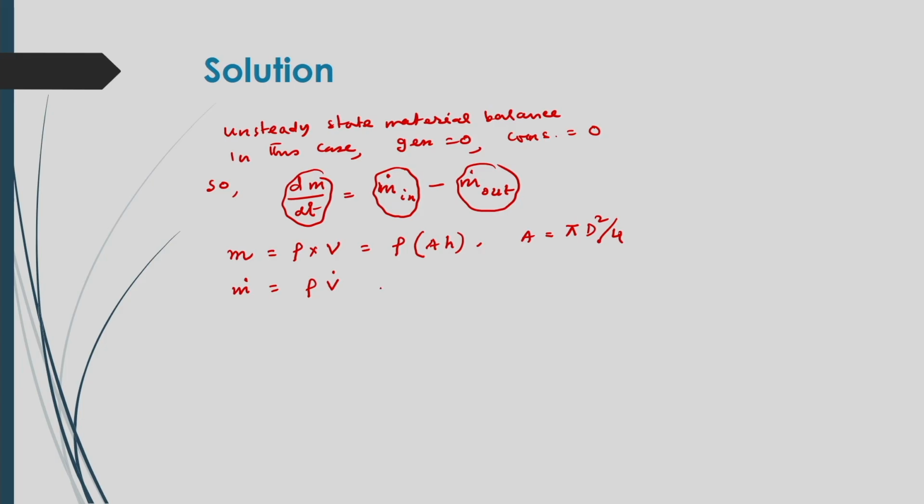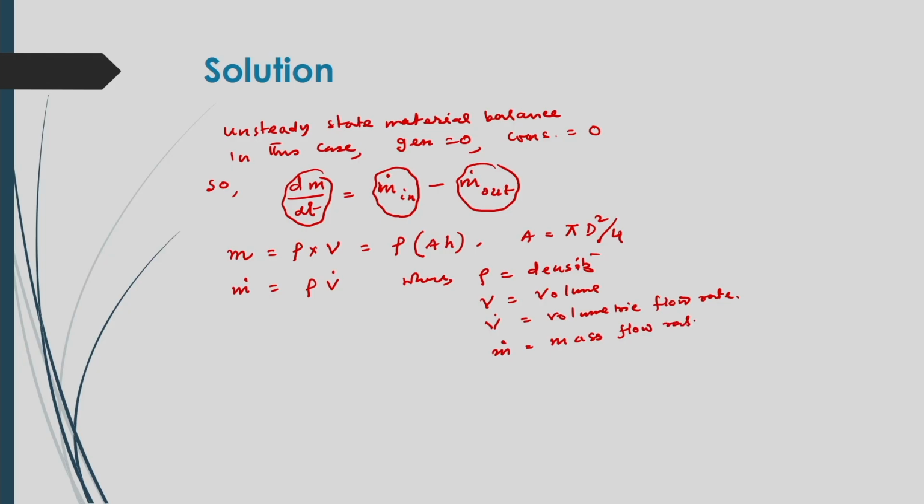where rho is equal to density, and v is equal to volume, v dot is equal to volumetric flow rate, and m dot is equal to mass flow rate, or you can say that mass accumulation rate.